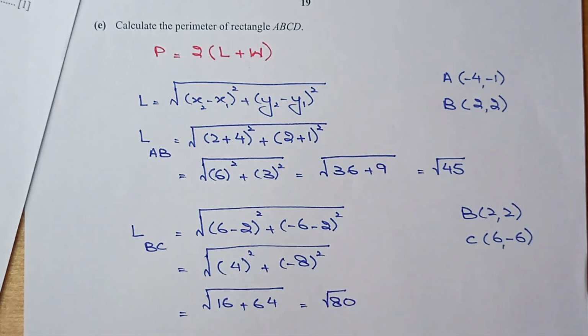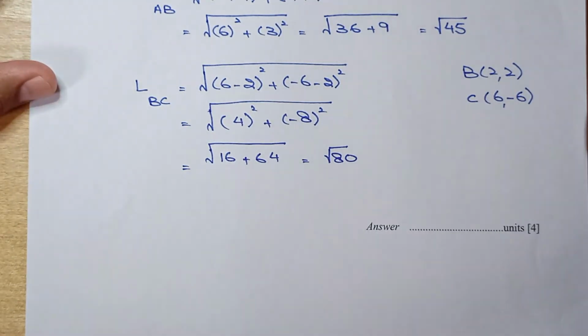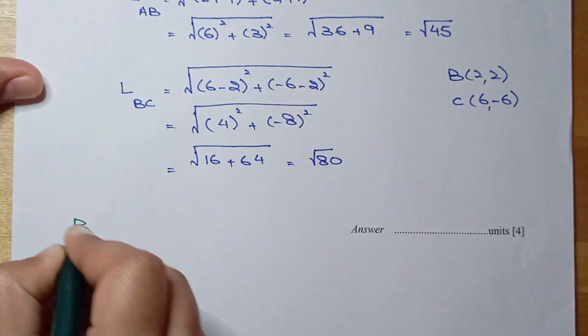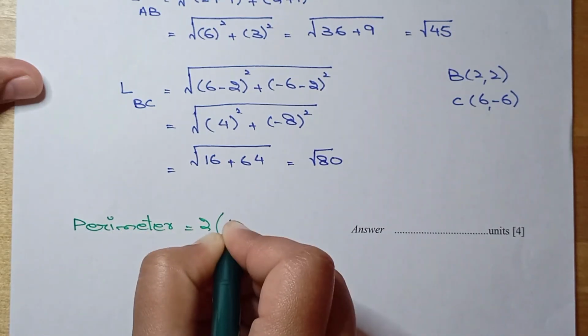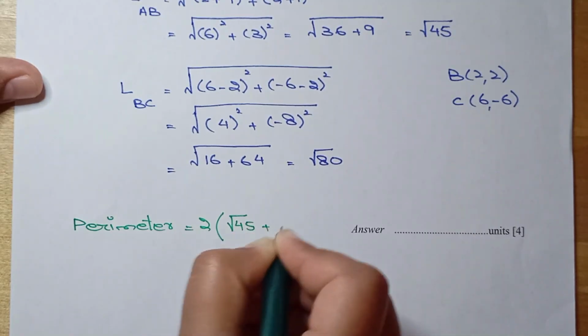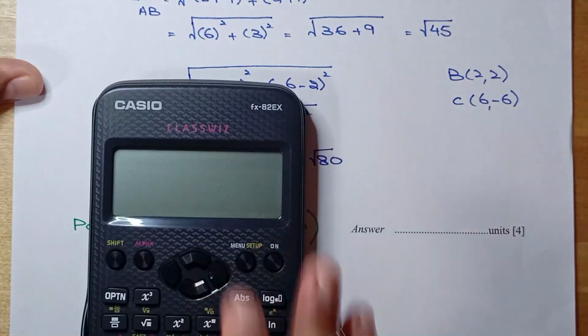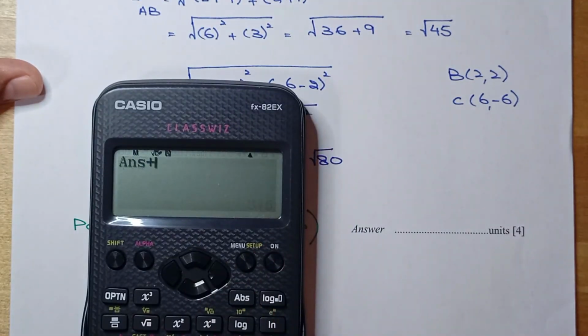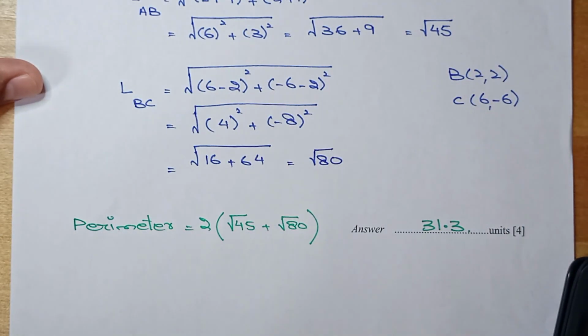Right, so we have the length and the width. We can substitute that into the perimeter formula to get the perimeter of the rectangle. So we can say the perimeter of the rectangle is 2 times length, which is square root of 45, plus width, which is square root of 80. So let me solve it. Square root of 45 plus square root of 80, times 2, is 31.3. So 31.3 units is the perimeter of rectangle ABCD.